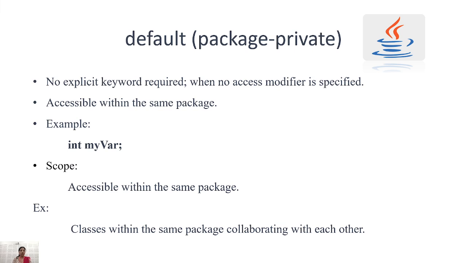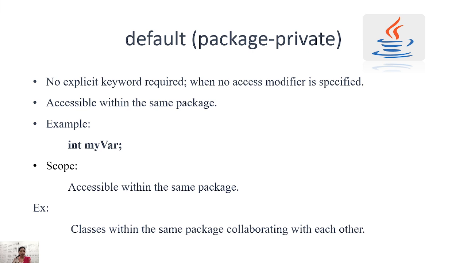So the last one is the default access modifier, also called package private. Unlike public, protected, and private, it does not have any keyword that we have to provide explicitly. We just write the name of the variable, like int myvar. As it is the default one, the compiler automatically considers it a default variable. It can be accessible within the same package.